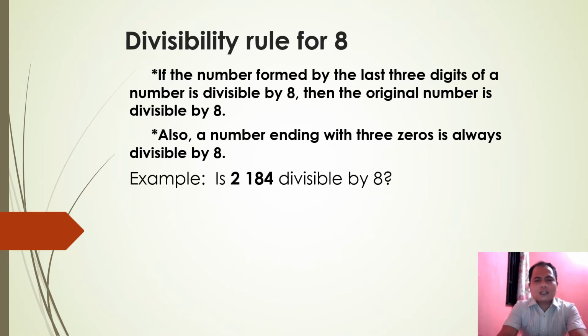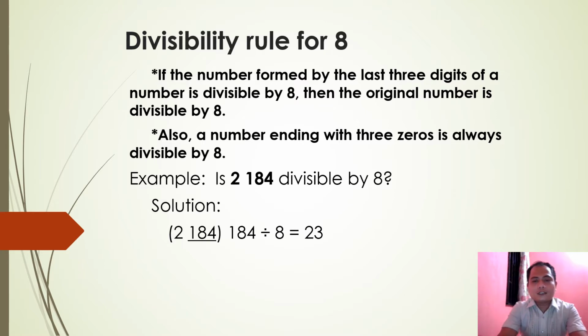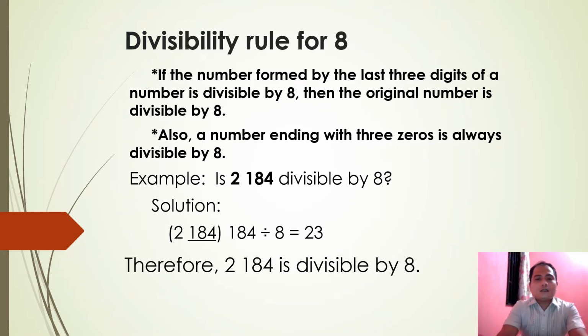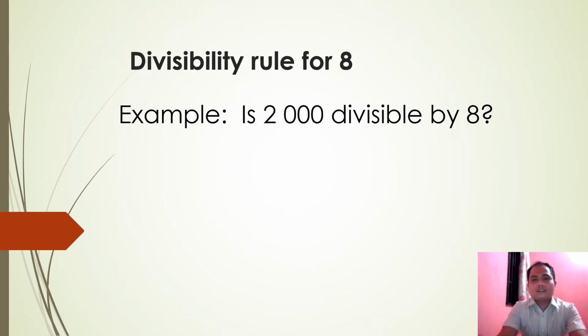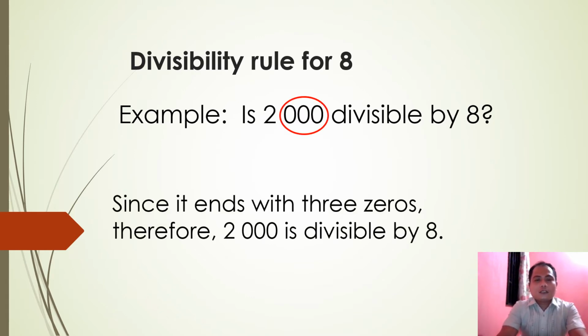Example, is 2,184 divisible by 8? So let's apply the solution. So we will get the last three digits only, the 184. 184 divided by 8 is exactly 23. So meaning, 2,184 is divisible by 8. Okay? Let's try another example. Is 2,000 divisible by 8? It ends with 3 zeros. Therefore, it is divisible by 8.